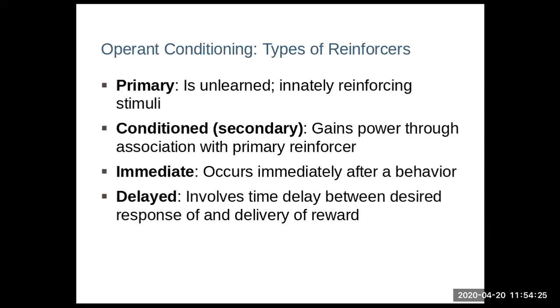Let's talk about now the type of reinforcers. So for operant conditioning, a primary reinforcer is one that is unlearned. Basically, it's rewarding and we don't have to learn that it's rewarding. We talked about in classical conditioning that food a lot of times serves as an unconditioned stimulus because we need food in order to survive. And a lot of times some food is better looking, better tasting than others.